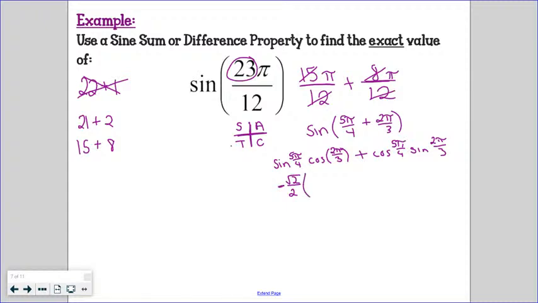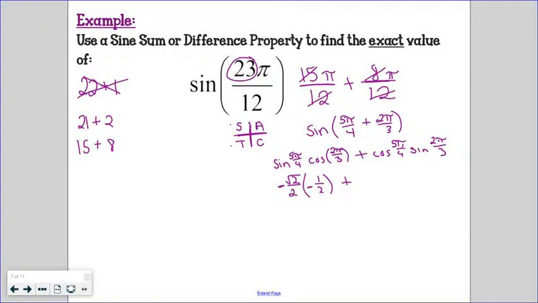Cosine of 2 pi over 3. 2 pi over 3 puts us into quadrant 2. Cosine is negative in quadrant 2. Pi over 3 for a reference angle would give us a cosine value of 1/2. Negative because we are in quadrant 2 for cosine.